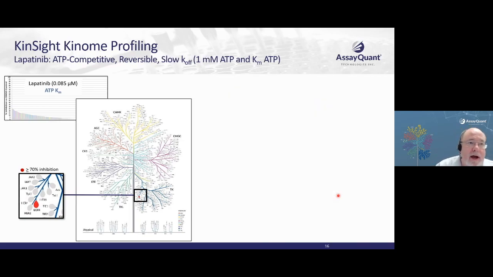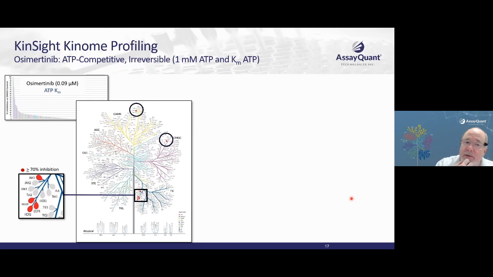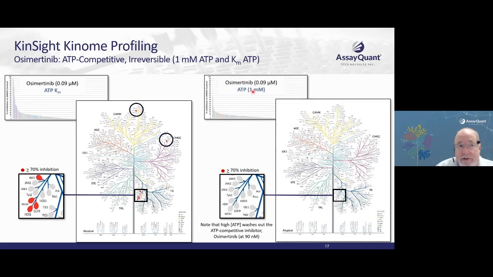Similarly with lapatinib, if you do it at 85 nanomolar lapatinib with ATP at the KM for EGFR, it too lights up just EGFR. But when you add ATP at 1 millimolar, that washes away right here. Osimertinib, our first irreversible inhibitor with this, you can see it will hit a few kinases here, including mostly the HER family and some of the closely related tyrosine kinases down here. Add up to 1 millimolar ATP, however, at this 90 nanomolar concentration, and you can see they wash away.